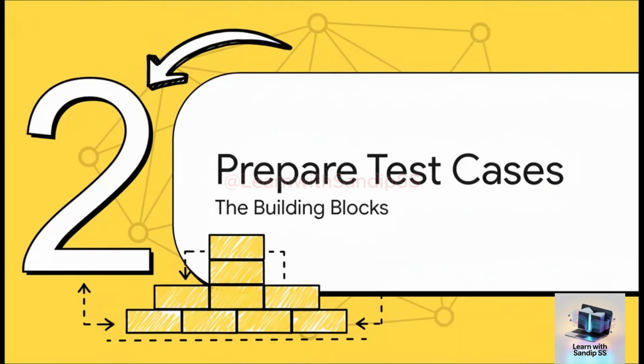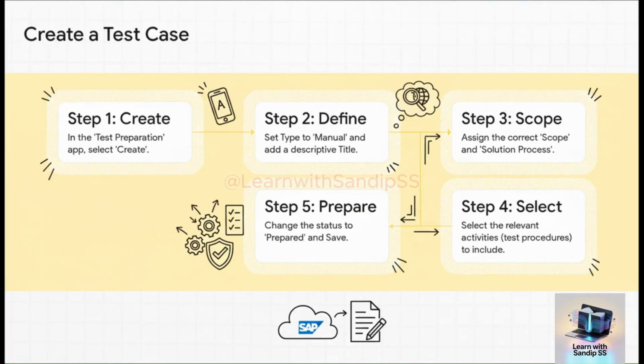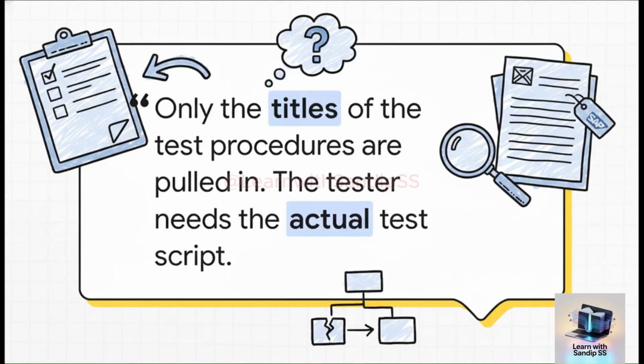All right, so let's get into it. First up, preparing those test cases. Seriously, think of these as the individual bricks you're going to use to build your whole testing structure. As soon as your solution scope is finalized, you can start creating these. And creating one is actually pretty straightforward. You just pop into the test preparation app, give it a nice clear title, maybe even add UAT in there so it's obvious, and then you link it right to the specific scope and business process it covers. The cool part is, the system is smart enough to then pull in the relevant test steps from SAP best practices. Once you're happy with it, you just switch the status to prepared, hit save, and boom, that brick is ready to go.